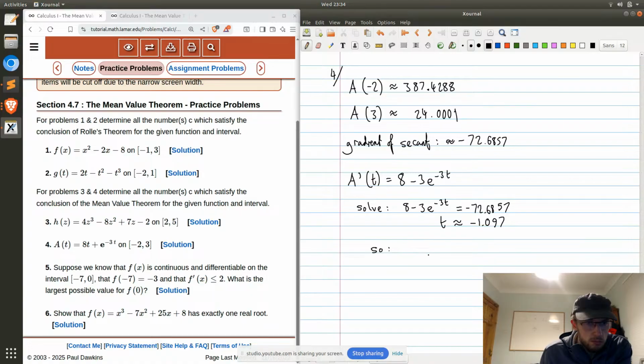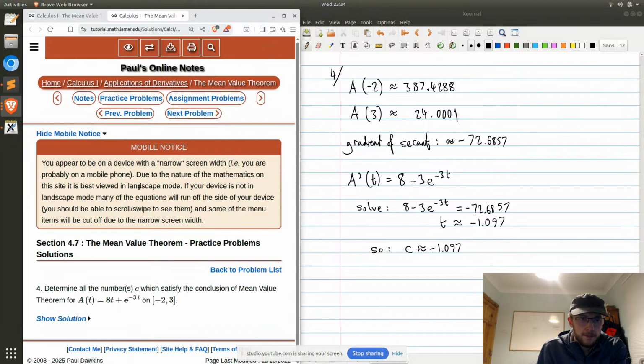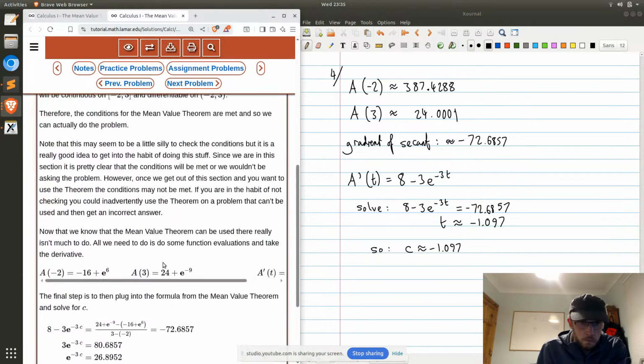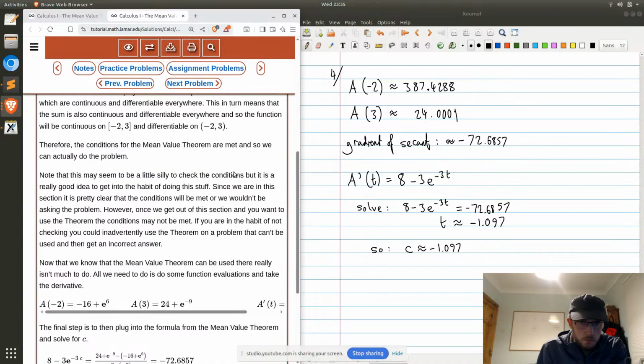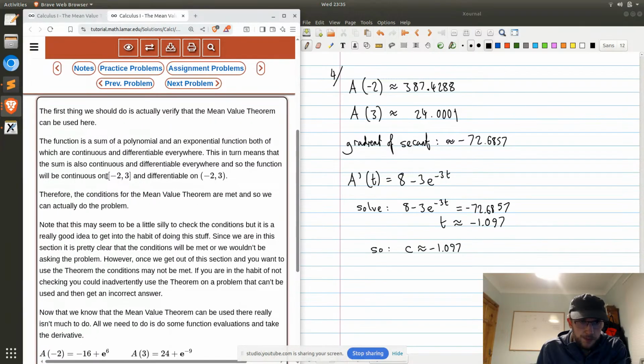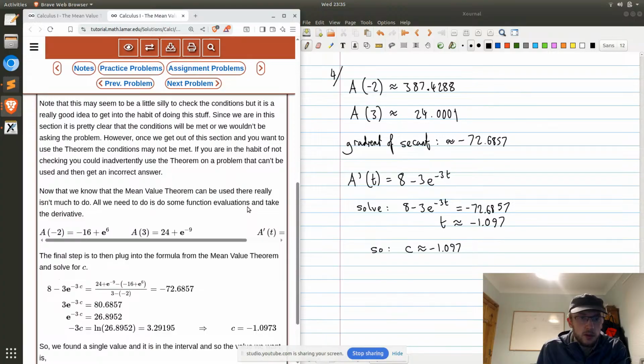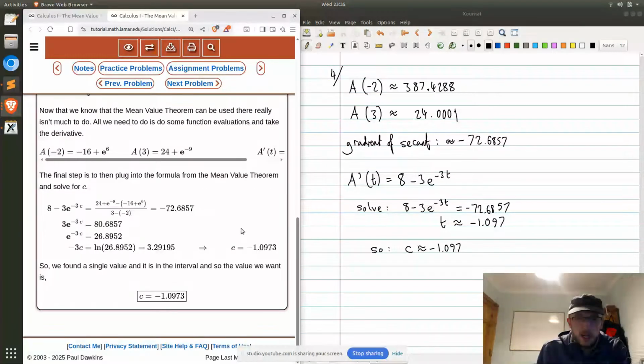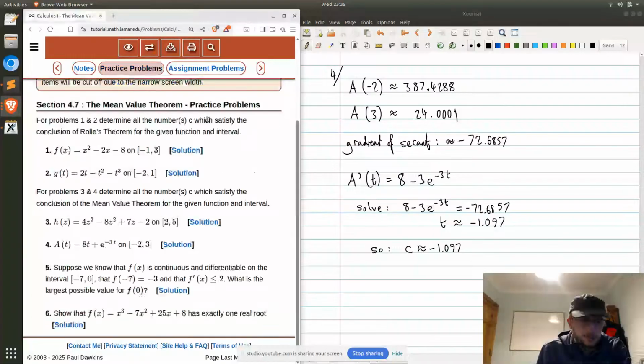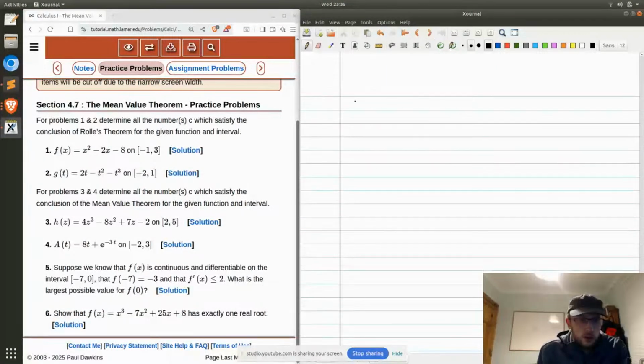So I believe that is the only value of C. And we check. Yes, I agree with you. Continuous on the closed interval, differentiable on the open interval. I completely agree. The habit of checking, the habit of checking. All right.